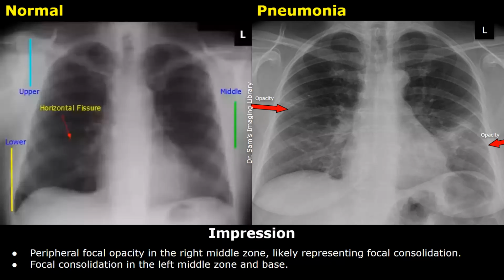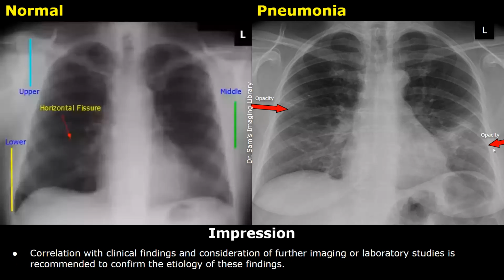Here is the impression: peripheral focal opacity in the right middle zone, likely representing focal consolidation. Focal consolidation in the left middle zone and base. Correlation with clinical findings and consideration of further imaging or laboratory studies is recommended to confirm the etiology of these findings.